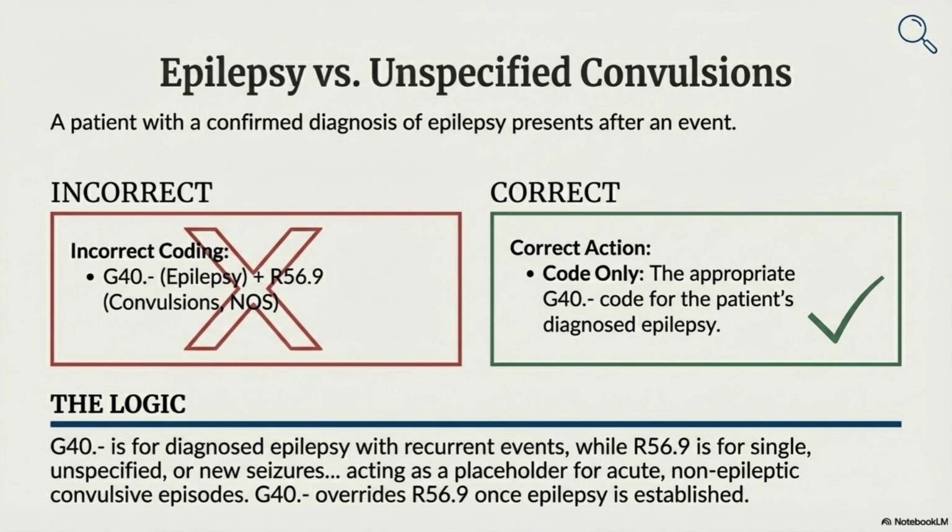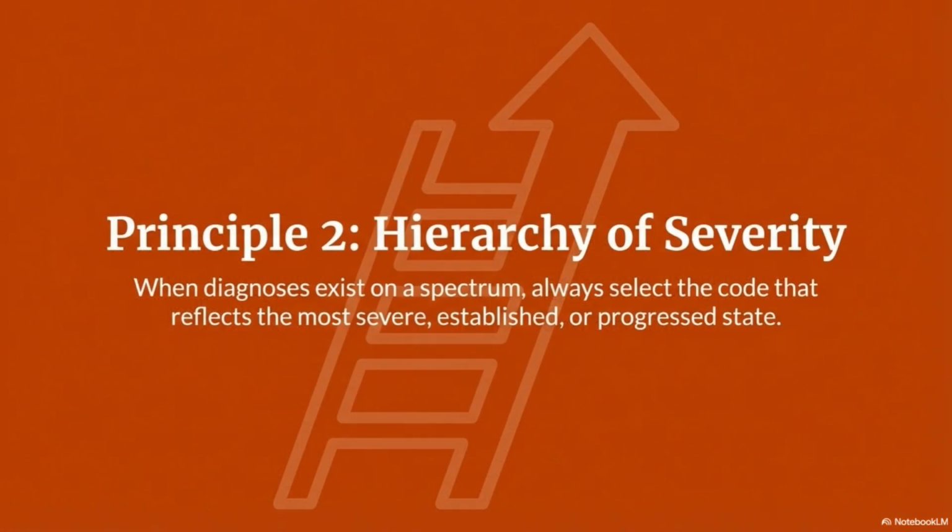Unspecified convulsions, R56.9, typically describe a single or acute symptomatic seizure when epilepsy has not been diagnosed. Epilepsy, by contrast, is a chronic condition defined by two or more unprovoked or recurrent seizures occurring on separate occasions. Because these represent different clinical states, it's essential to document the type of seizure and the patient's overall condition to ensure accurate, compliant coding.